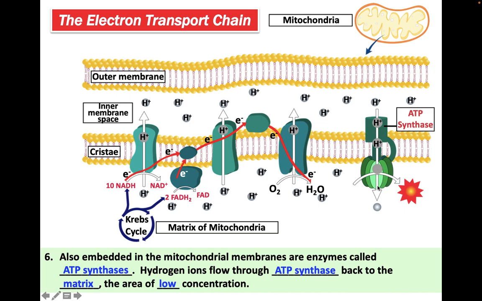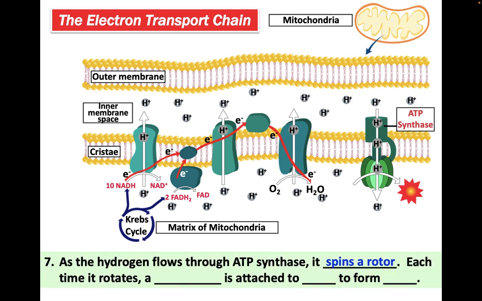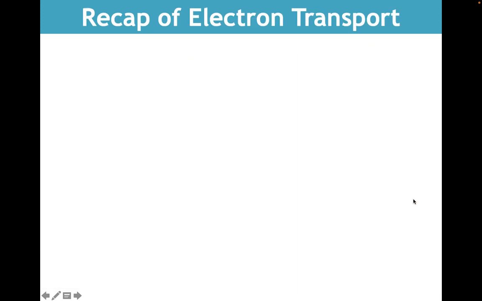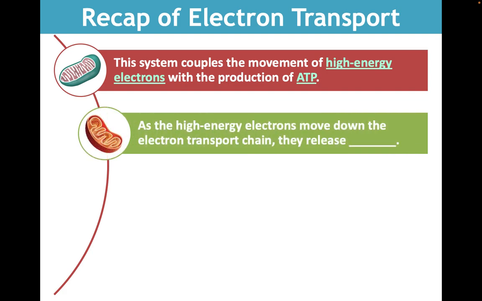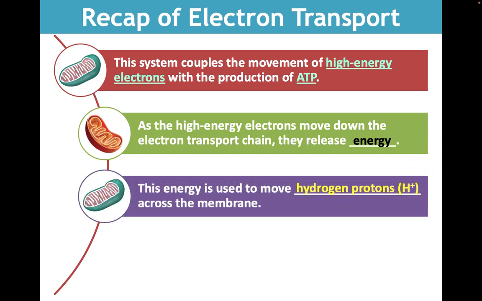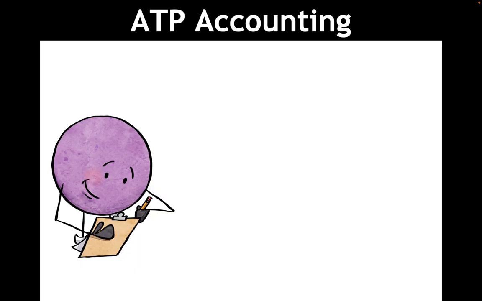Our hydrogens are going to pass through here, and in the process, it's going to spin the rotor, which is going to add a phosphate to ADP to form ATP. So it's providing the energy. The energy is going to be stored in this bond and held in the ATP. So this system couples the movement of high energy electrons with the production of ATP. As the high energy electrons move down the electron transport chain, they release energy, and this energy is used to move the protons. These ions then rush back across with enough force to make the ATP synthase work and generate lots of ATP.